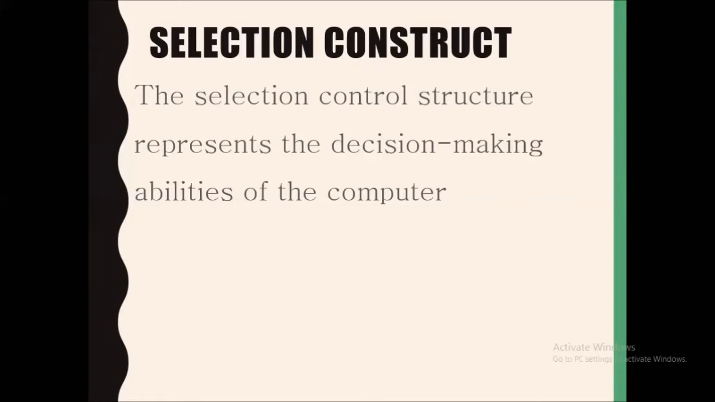Example, the input aspect, it is going to ask the user to enter a value and you're going to store it in one or multiple variable names. Processing, there's some calculation that will be done. Output, there is going to be a result that you're going to display to the users, right? So now we are at the fourth operation of a computer, which is decision making. And that is where your selection control structure comes into play.